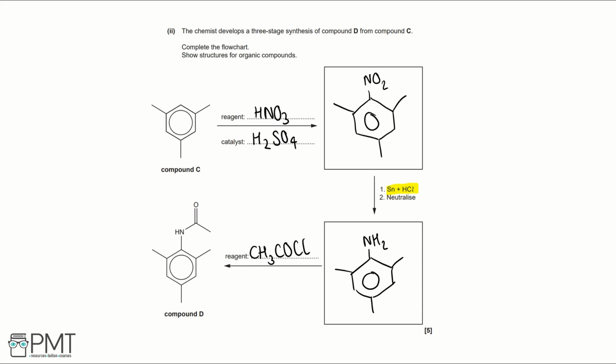So to get the 5 marks for this question, you get a mark for each of your products, and then you get a mark for your reagent of nitric acid, you get a mark for saying sulfuric acid as your catalyst, and you get a mark for your acyl chloride as your reagent in step 3.